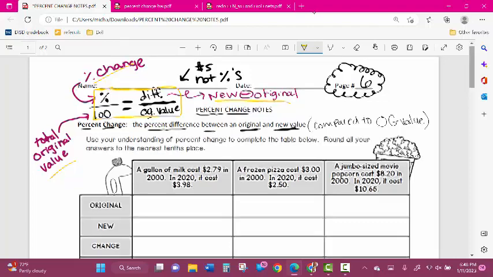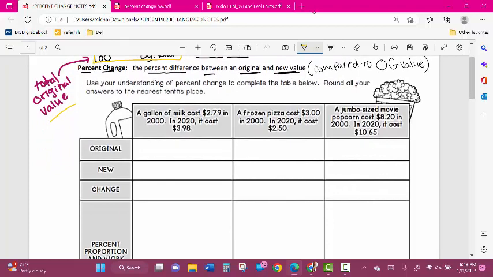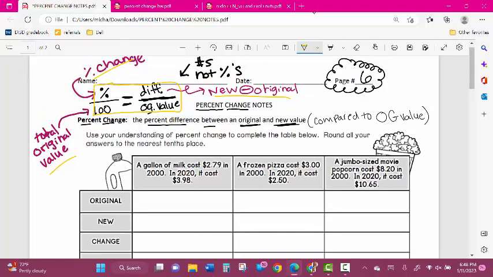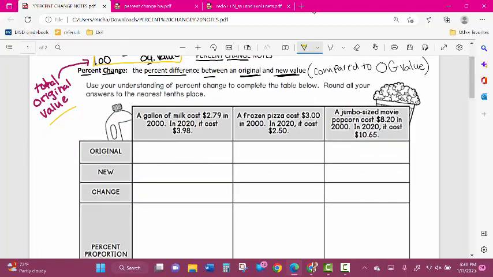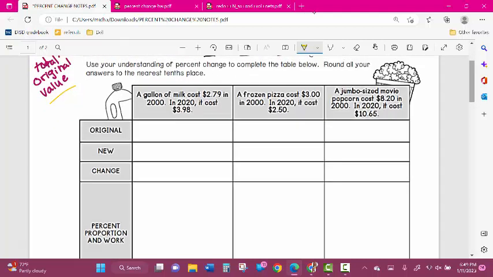Okay, now let's look at some problems. So what we're going to do is use our understanding of percent change, and more specifically this proportion that we just wrote, and we're going to practice finding some percent change between some items from the year 2000 and the year 2020. We're going to see the percent change in the cost of these items. Okay. We should have done this with eggs. Eggs are super expensive right now.